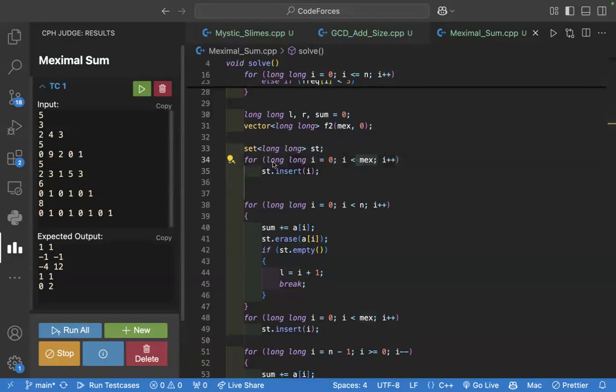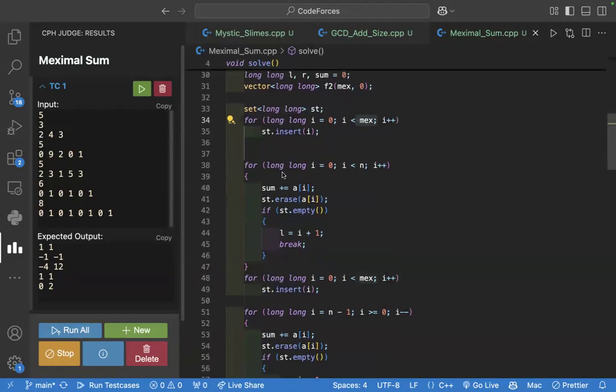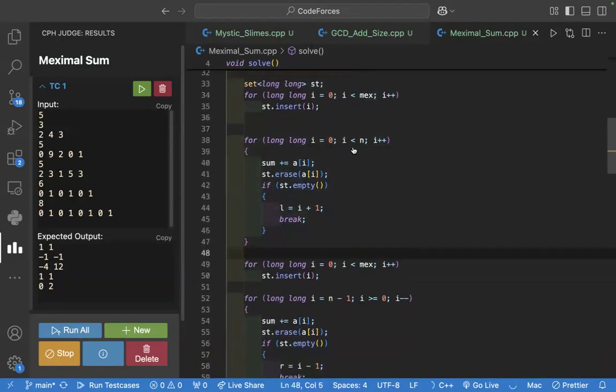Why? Because I want to check the left portion. How do I check that left portion? Let's go through all the numbers from 0 to n. Let's start summing it up and let's start removing that number from the set. As soon as the set becomes empty, you know that this location can be treated as the last position up to which everything is found. Every number from 0 to mx minus 1 has been found. So L becomes the index plus 1, the i plus 1 location, and you break. Is this right or not, what I've done?